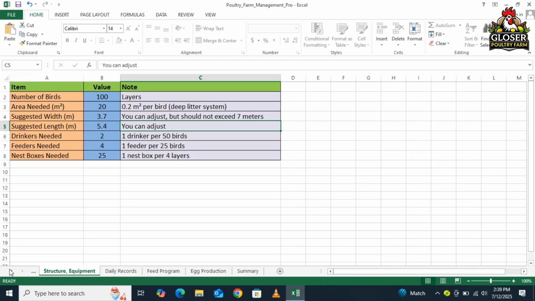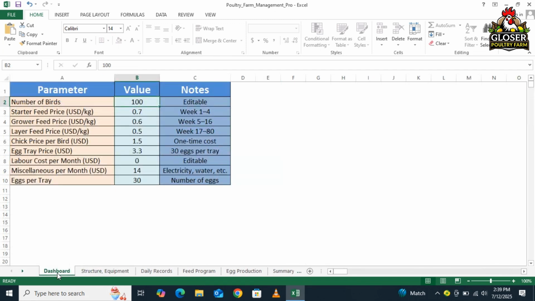What's great is that this system is flexible. Whether you're starting with 100 birds or 10,000, it adjusts all calculations instantly to fit your scale. That way, you can make decisions based on real numbers, not guesswork, and manage your poultry farm like a serious business. Now let's enter our example data and see how it works in action.